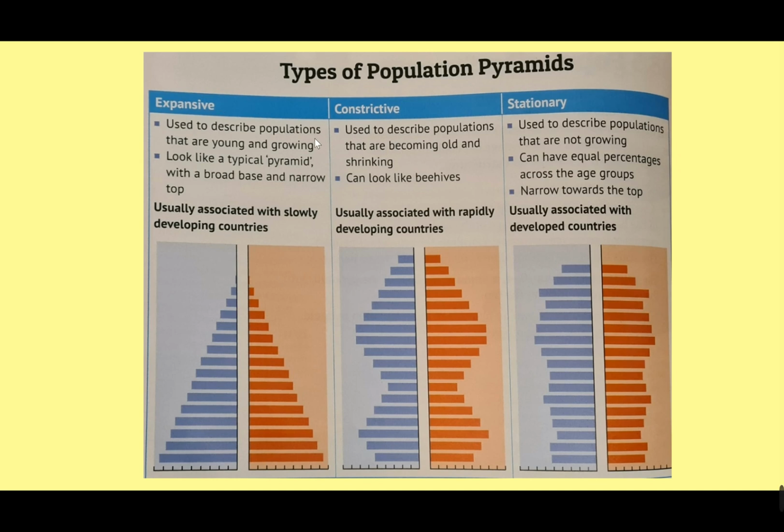The second type then is called constrictive, and this is used to describe populations that are becoming old and shrinking. So they're constricting.